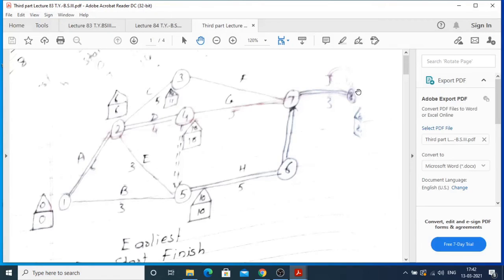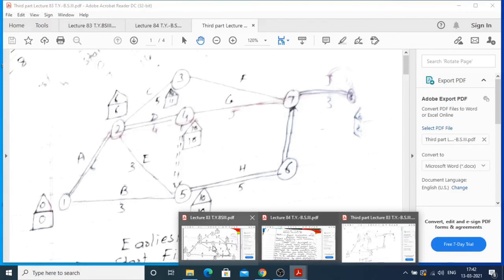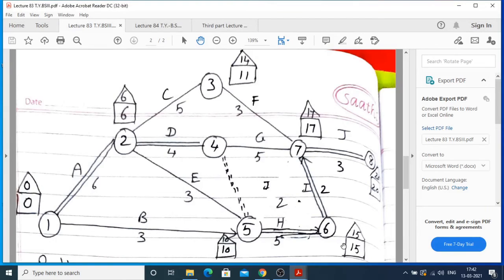I, this is activity I. Starting time for I is 15 because 10 plus, see the previous diagram, 15 plus, see this diagram, 15 plus 2 is 17. 17 plus 3 is 20.